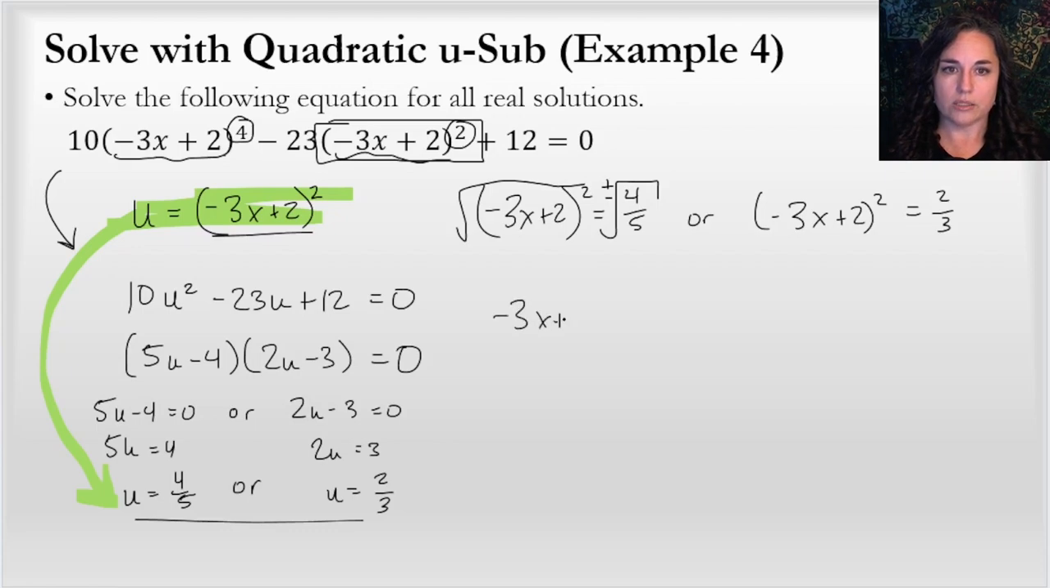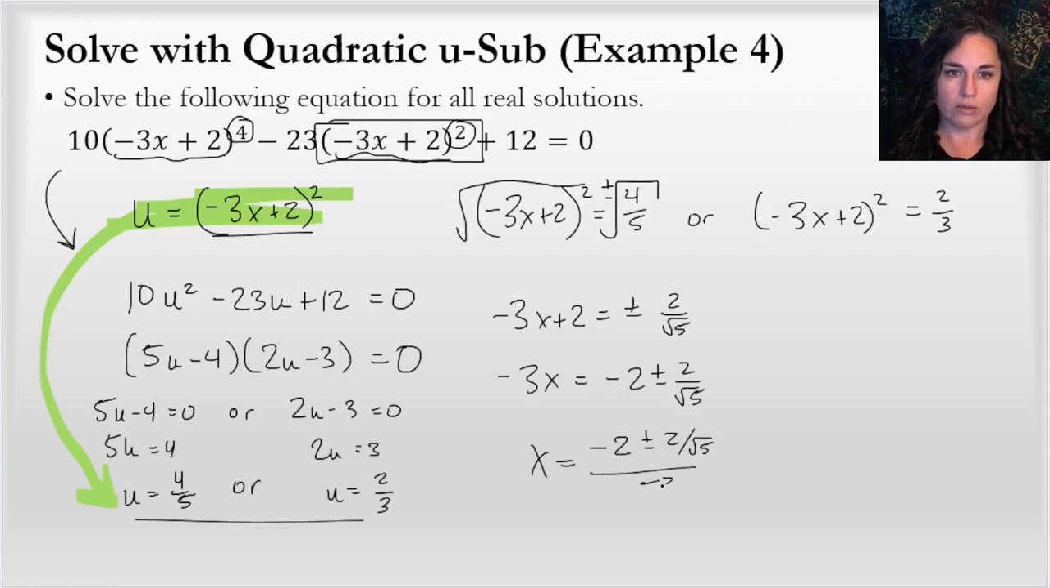So -3x plus 2 equals plus or minus, what is that, 2 over the square root of 5? Is that what that is? Kind of weird, but that's true. Let's keep solving. Negative 3x equals negative 2 plus or minus 2 over the square root of 5. I'm going to divide by negative 3 on both sides, so I get negative 2 plus or minus 2 over the square root of 5, over negative 3.